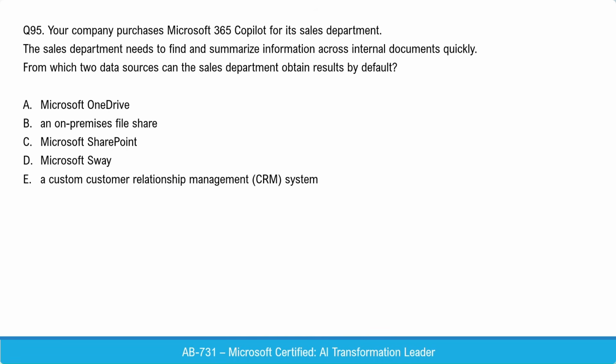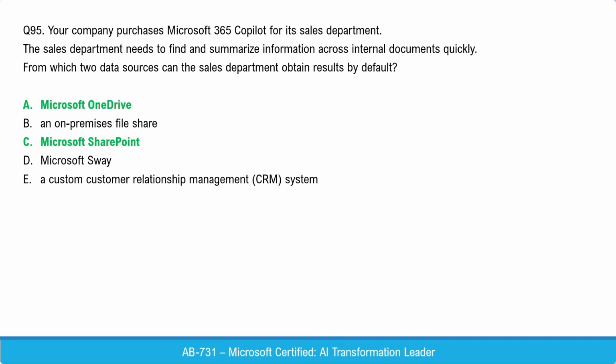Next question. Your company purchases Microsoft 365 Copilot for its sales department. The sales department needs to find and summarize information across internal documents quickly. From which two data sources can the sales department obtain results by default? And you have five options on your screen. Please go through them by pausing the video over here. And the correct answers are options A and C, Microsoft OneDrive and Microsoft SharePoint.